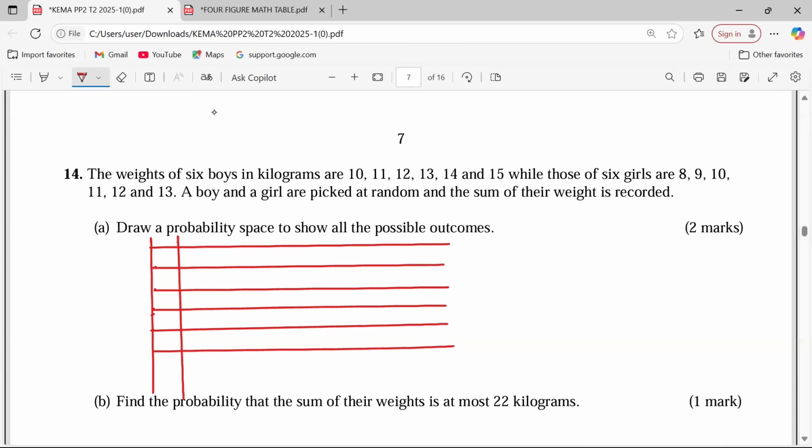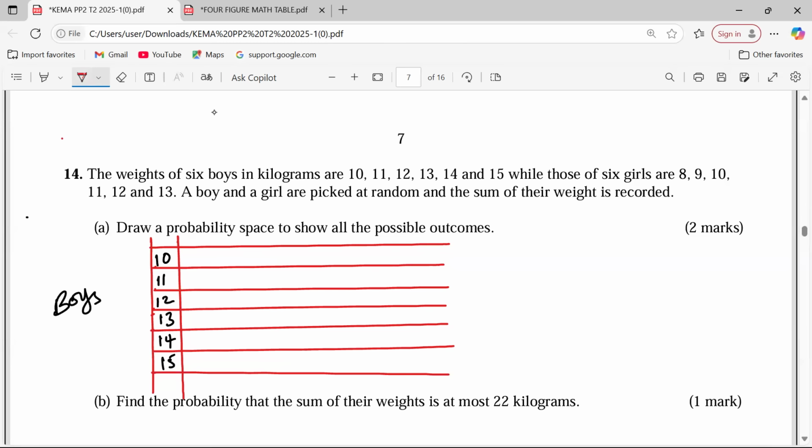So let me write the boys here. Then the first boy is having 10. The second boy is having 11, 12, 13, 14. And the last one is having a weight, not actually a weight, but a mass. I think there is a misuse of language there. In kilograms, we record masses. Okay. Now for the boys, we have recorded.